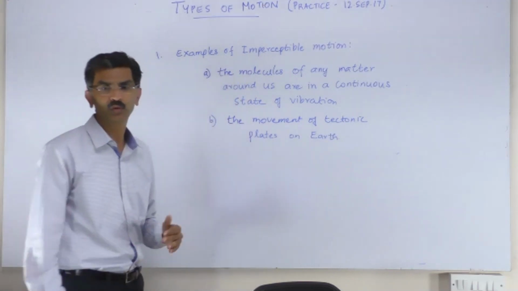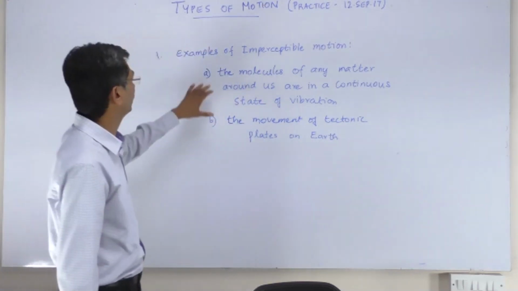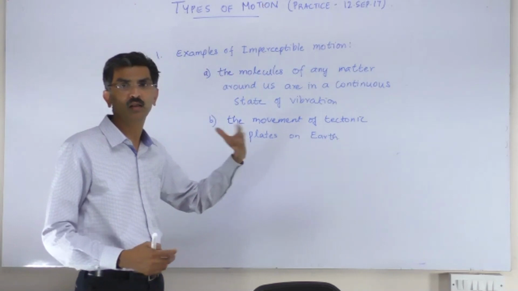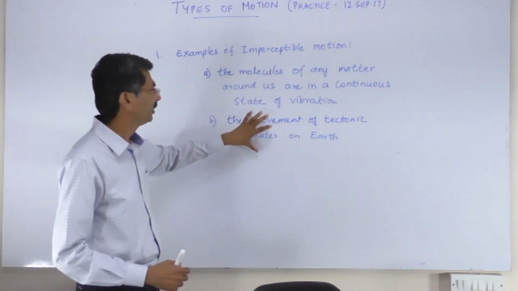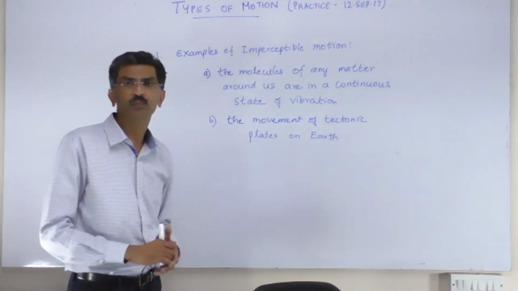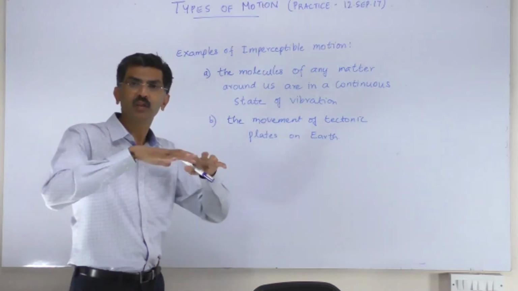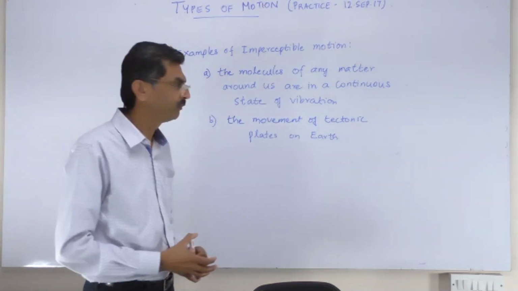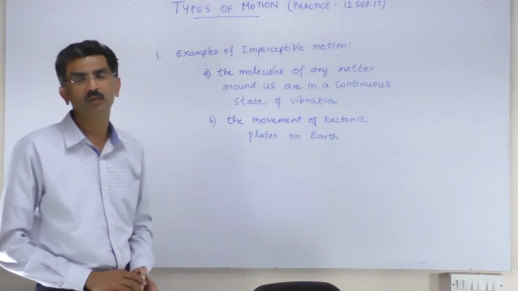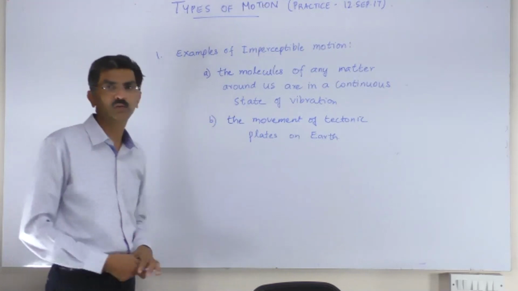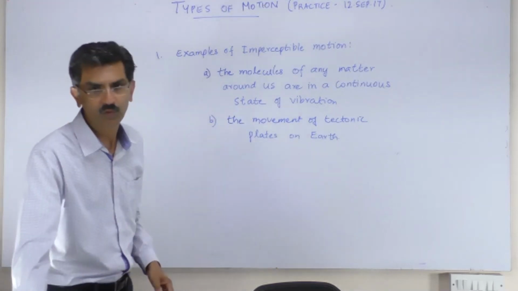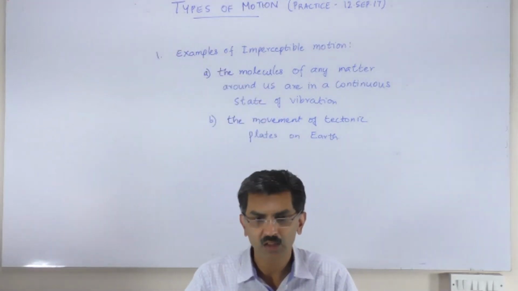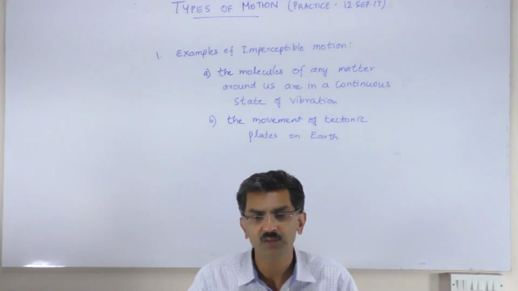Both of these are examples of imperceptible motion. The first one is molecules of any matter around us are constantly moving, but we can't see them. We can't observe it easily. That is one example. All the land on Earth is on tectonic plates, and these tectonic plates are constantly moving. That movement is very slow, and we cannot observe it. That is another example of imperceptible motion. So these are 2 examples of imperceptible motion, and that is the answer to the first question. Now let me go to the second question, and I will give you a chance to write down the question, and then we can discuss the answer.